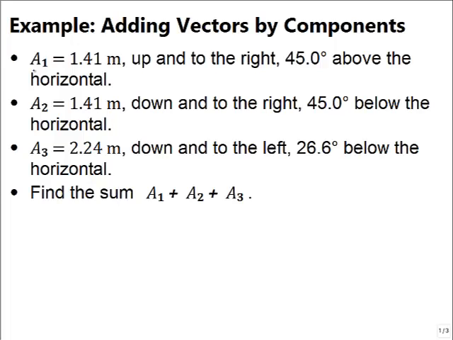Okay, example, adding vectors by components. A1 equals 1.41 meters up and to the right, 45 degrees above the horizontal. A2 also equals 1.41. A3 is defined. You're asked to find the sum, A1 plus A2 plus A3.